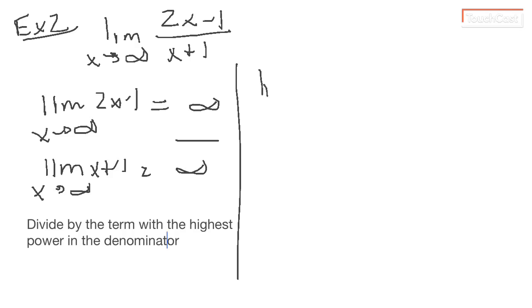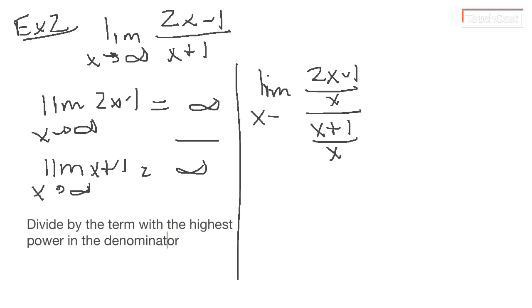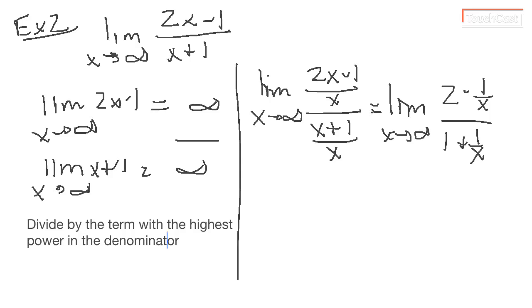So, let's do that. We're going to divide this time by x. We're going to take the limit of 2x minus 1 over x, over x plus 1 over x, as x goes to infinity. Now if we actually simplify this, we're going to have the limit 2x over x is just 2, minus 1 over x, over x over x is 1, plus 1 over x, as x goes to infinity.